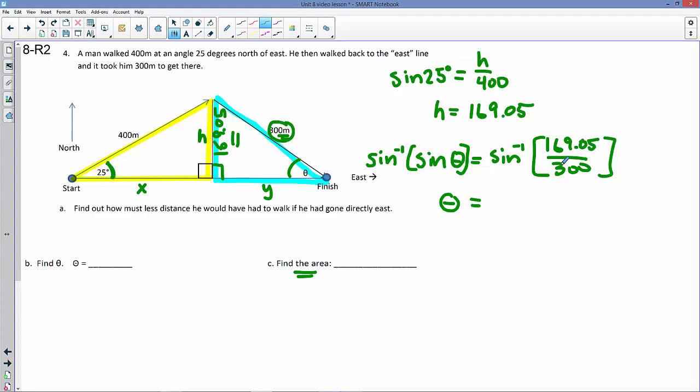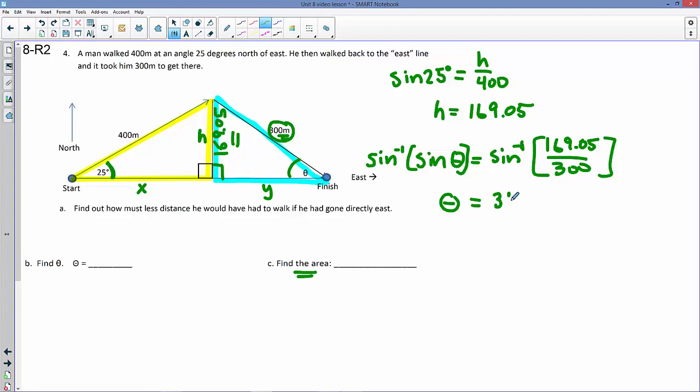And on this side, that's calculator work. So sine to the negative 1, you know what you do. You press second sine. Anytime you're looking for the angle, anytime your answer is the angle, you're going to press second sine, second cosine, or second tangent. In this case, second sine. The parentheses will open automatically in the calculator. Type in 169.05 divided by 300. You can close the parentheses and press enter, or just press enter, doesn't matter.